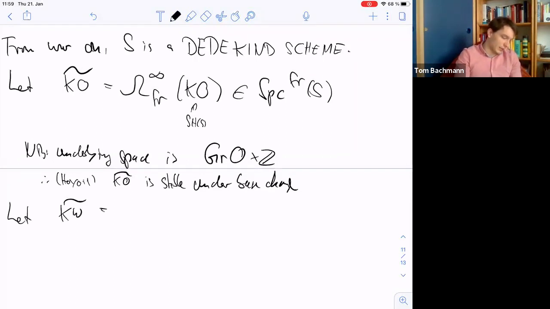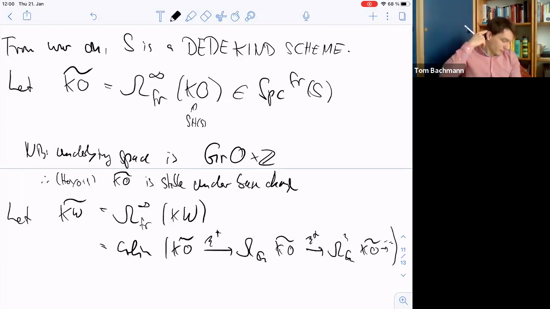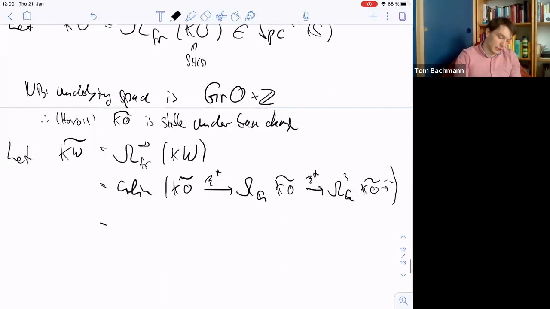Then I put KW tilde, and I just let this be omega infinity framed of KW. Now, of course, KW is just the colimit. So this is going to be the colimit of KO tilde mapping to Omega_Gm of KO tilde, mapping to and so on, keeps going like this. And the map is eta upper star. So let me denote it by this.